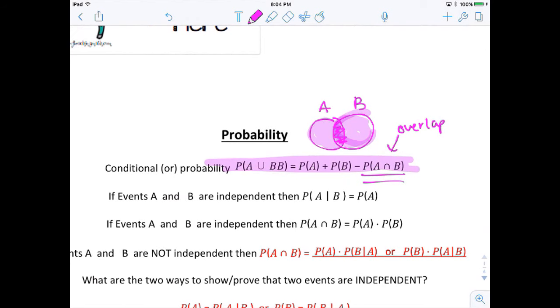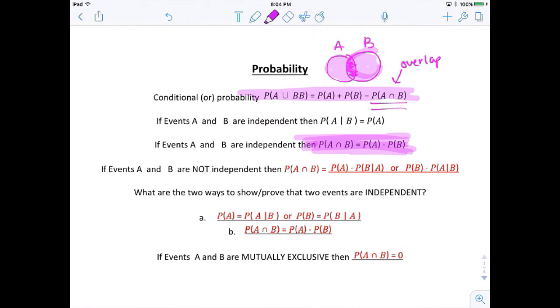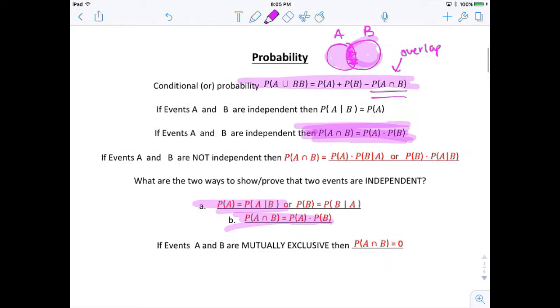From there, the other one that you really should know is your test for independence. So if 2 events are independent, the probability of A and B is equal to the probability of A times the probability of B. Again, that's only true if they're independent. And if that's true, that means they're independent. Okay? So ways to show things are independent, either by showing that that is true or by showing that the probability of A is equal to the probability of A given B, or vice versa there.